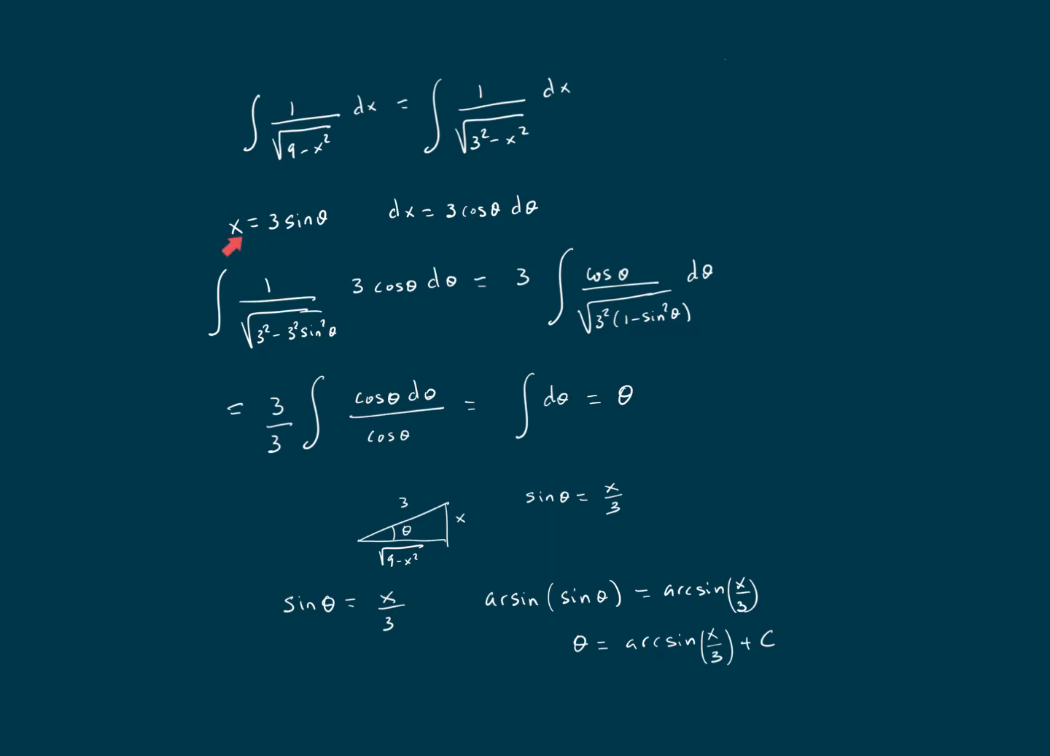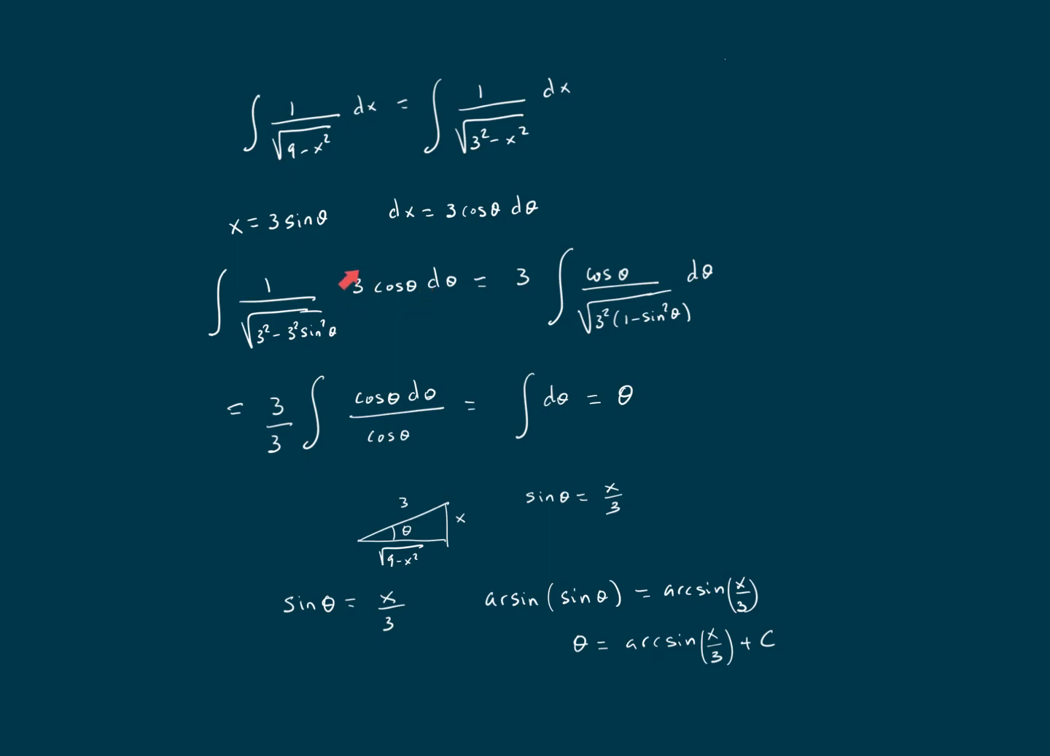So let's try this substitution. x equal 3 sine of theta, so dx will be 3 cosine of theta d theta. Let's plug this information into the integral, and this integral will be 1 divided by the square root of 3 squared minus x squared, but x squared is 3 squared sine squared of theta, multiplied by dx, which is 3 cosine of theta d theta.